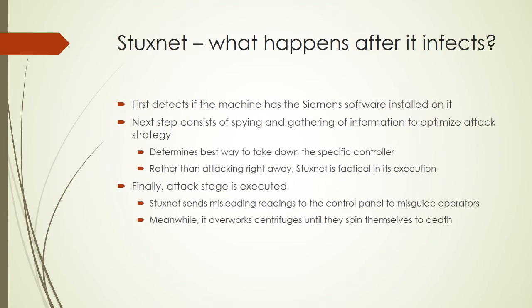Once Stuxnet is installed onto a system, what does it do next? Well, first it needs to detect if the machine has the appropriate Siemens software installed on it that it wants to compromise. If it doesn't have the Siemens software installed on it, then it's just going to use the compromised machine to harbor the worm onto other systems within the network. If it does have the Siemens software installed on it, then the next step consists of spying and gathering of information to optimize the attack strategy. There's different specific controllers, and Stuxnet's going to try to determine the best way to take down the specific controller that's part of the system that it's infected.